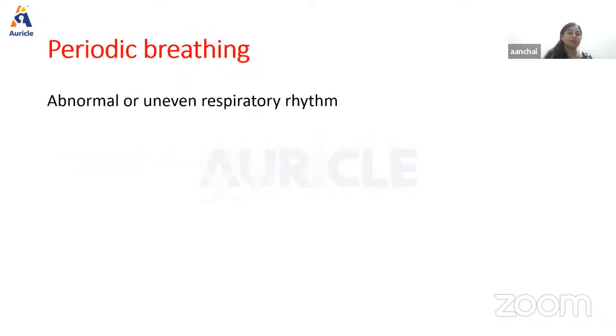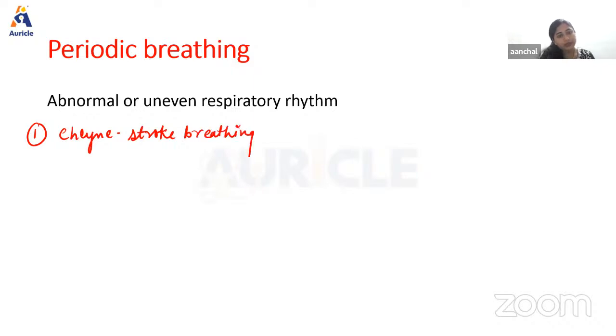Then next we have periodic breathing. So what is periodic breathing? Periodic breathing is an abnormal or uneven respiratory rhythm, and it is of two types. First we have Cheyne-Stokes breathing, and another is Biot breathing. One by one, we're going to discuss both of them. So first, we're going to discuss Cheyne-Stokes breathing.